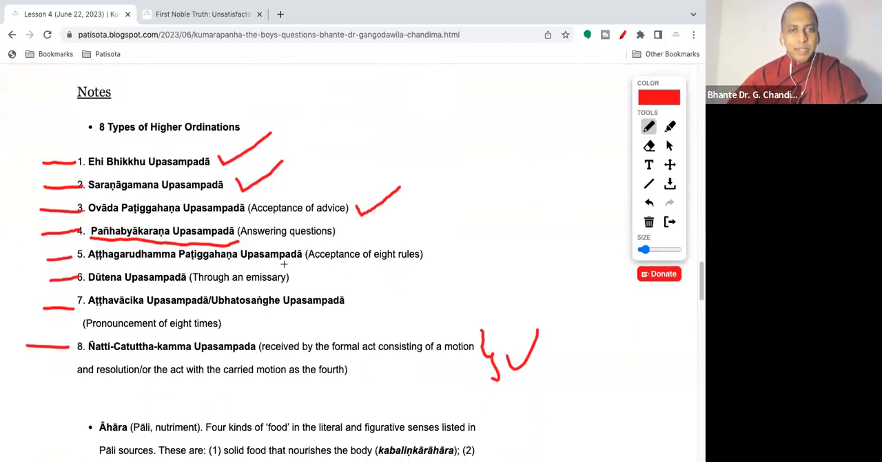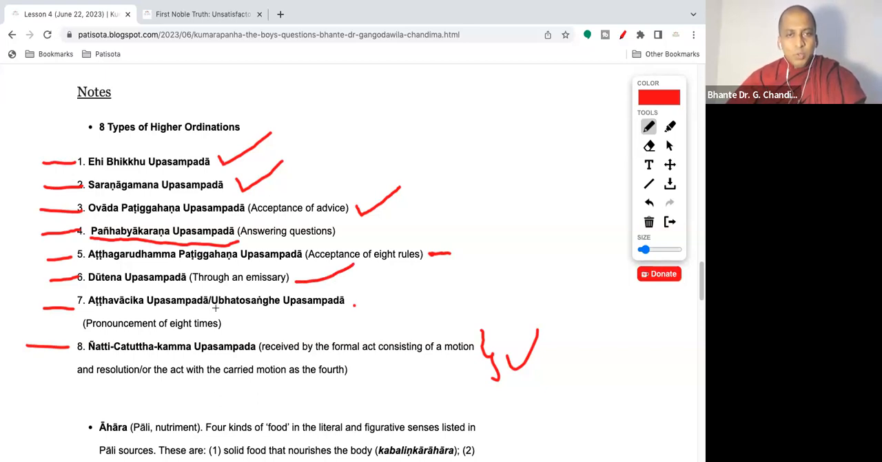Atta Garudhamma Upasampada is only for the Bhikkhunis, actually the first Bhikkhuni, Mahapajapati. This is not functioning anymore. Dutena Upasampada means that there's a woman or maybe a Samaneri, a female novice, but she cannot see the Buddha. So she asks a man to see the Buddha and then sends the Upasampada through that man. The Buddha is happy. This was relevant to a bhikkhuni called Addakasi. Arahant Addakasi received a high ordination through Dutena Upasampada.